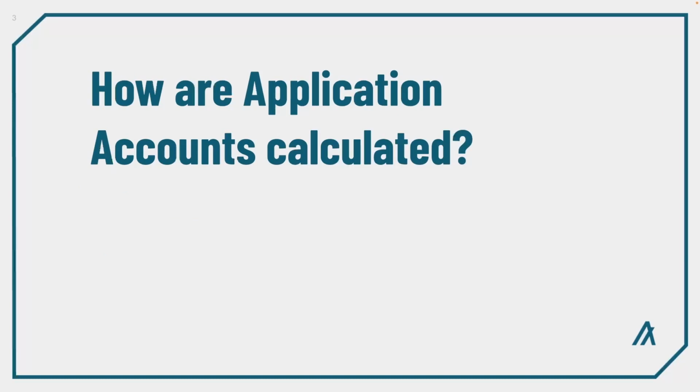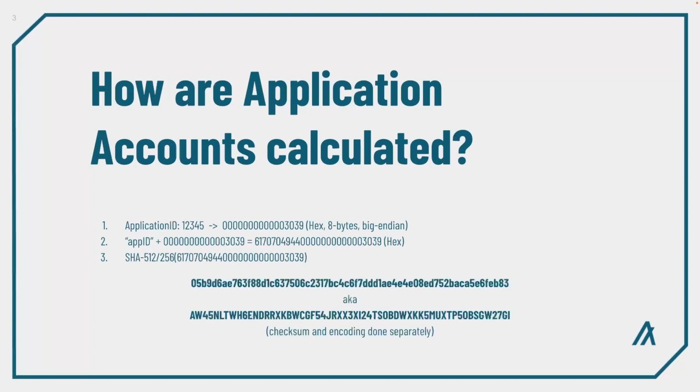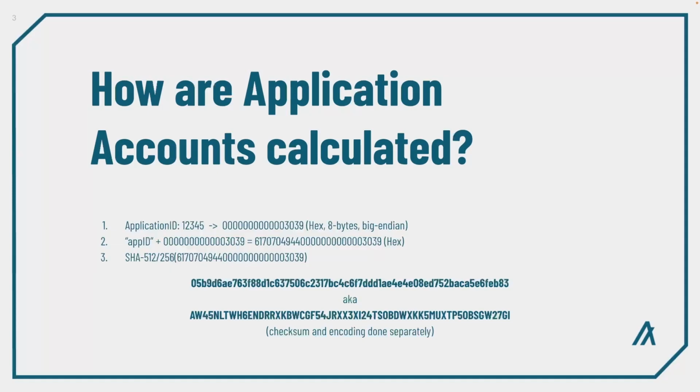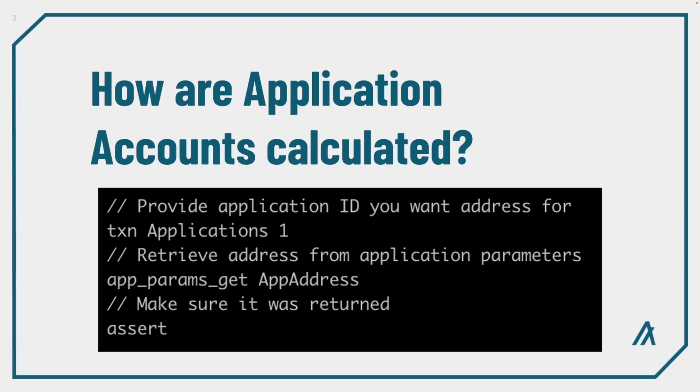To calculate an application address, or rather the public key, you must first convert the application ID to an 8-byte long big-endian byte array and concatenate it with the prefix "appID". Finally, you hash this value using SHA-512/256, and this gives you the public key for the application ID. If you're using any of the SDKs, there will be a way to calculate this address by providing just an application ID, so don't worry about remembering this process. Additionally, this can be done in TEAL, however, it will usually be simpler to use the app_params_get opcode and retrieve the app address.